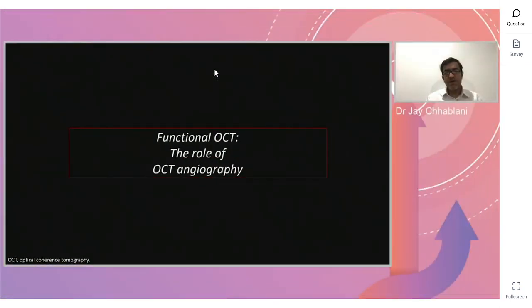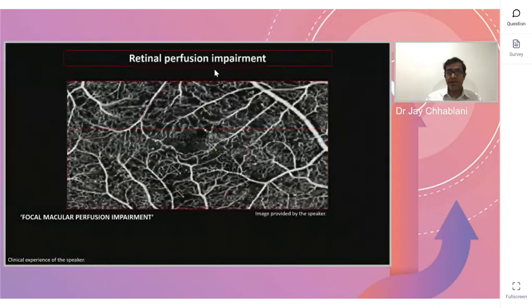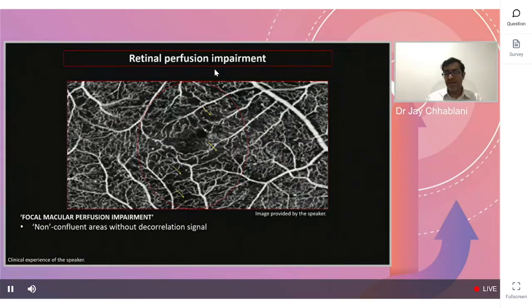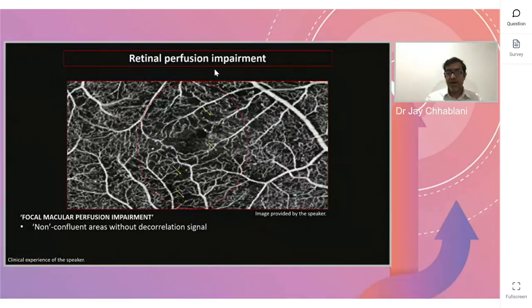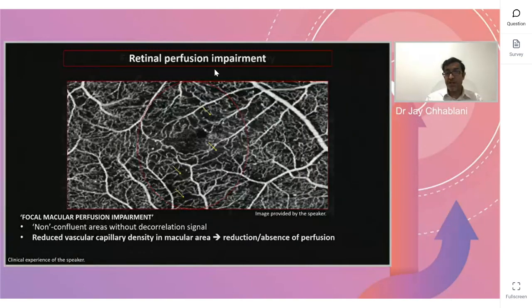Let's move on to functional OCT. What is the role of OCT angio nowadays in diabetic macular edema? By using OCT angio, you are able to see these focal macular perfusion impairments. Do not confuse this with massive ischemia because these are non-confluent areas without decorrelation signal. This could be some of the earliest signs of diabetic macular edema in these patients.